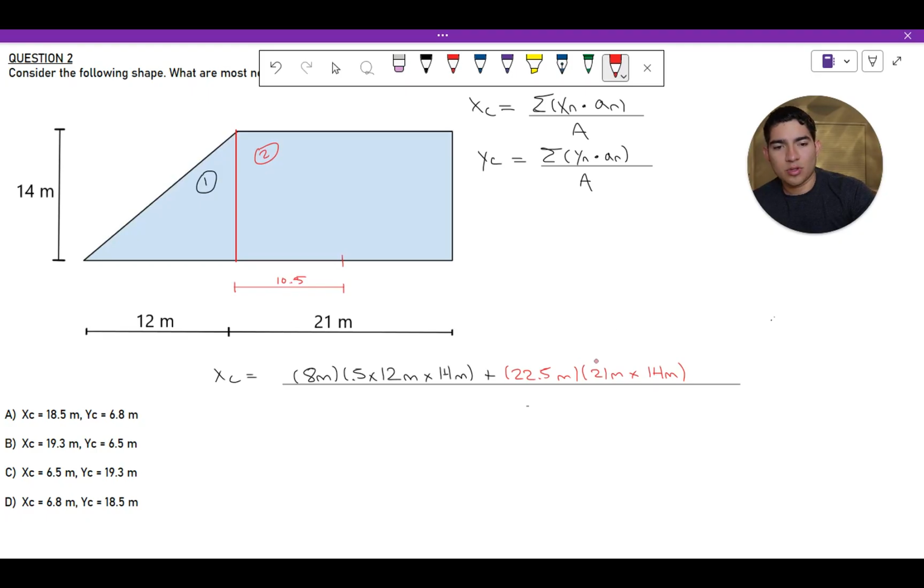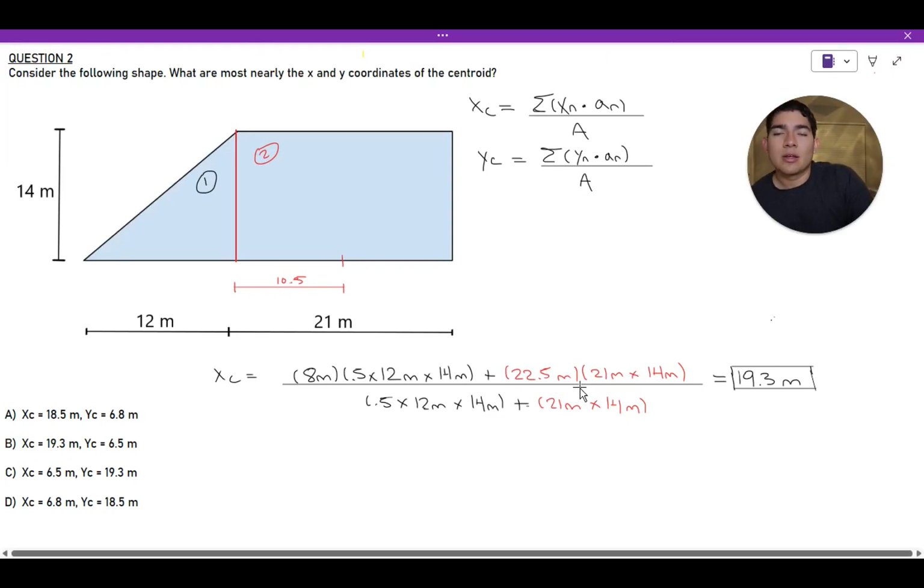And then we need to multiply that by the area of the rectangle. So that'll be 21 meters times 14 meters. And then remember that we need to divide everything by the total area of our shape. So we'll just add up the individual areas for the components. Once we put that in our calculator, we're going to get 19.3 meters for the x coordinate of the centroid.